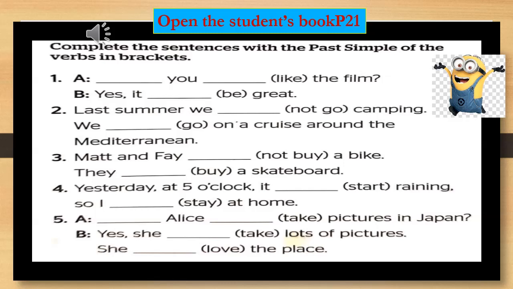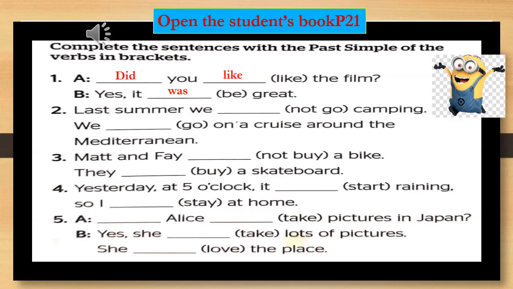You like the film. It's a question. Can you see the question mark? Yes. Great. So it will be what? Did you like the film? Yes, it was great. Do you know that verb to be, it's am or is or are? And the past of am and is was, are, were.